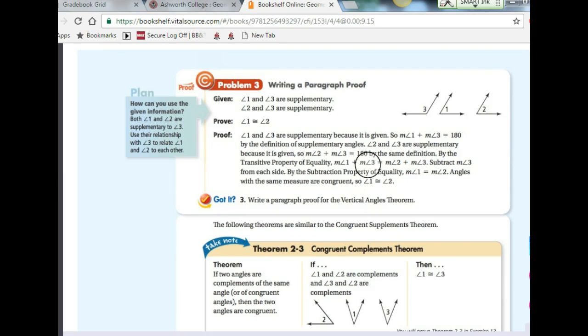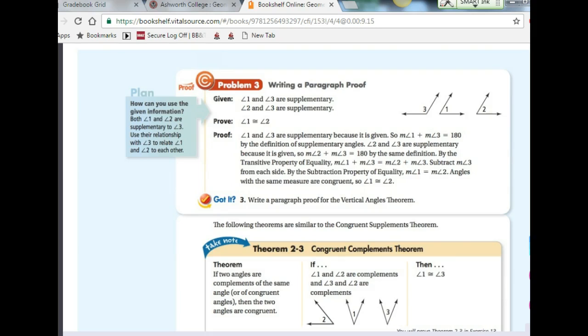Now, if we subtract the measure of angle 3 from both sides, which is what this is saying to do, by the subtraction property of equality, which says as long as you subtract the same thing from both sides, you end up with still an equality, or the statement is still equal. If we take the measure of angle 3 off of both of those, what we're left with is the measure of angle 1 equals the measure of angle 2. And angles with the same measure are considered to be congruent. So you don't say the measure anymore, you just say angle 1 is congruent to angle 2. All right?